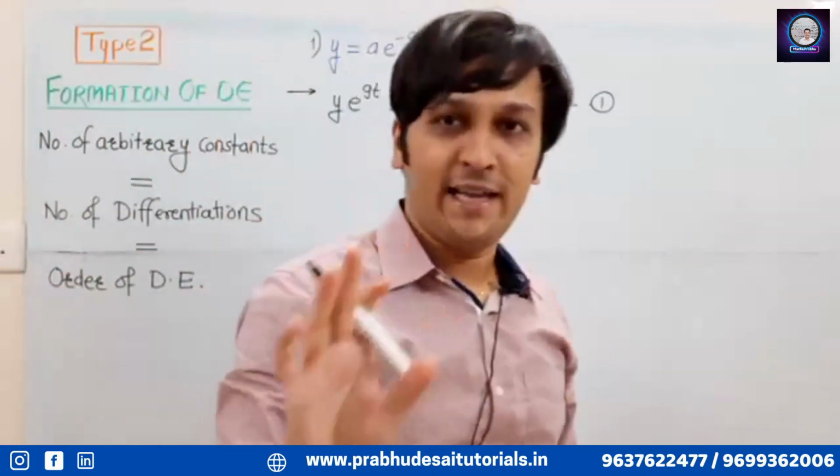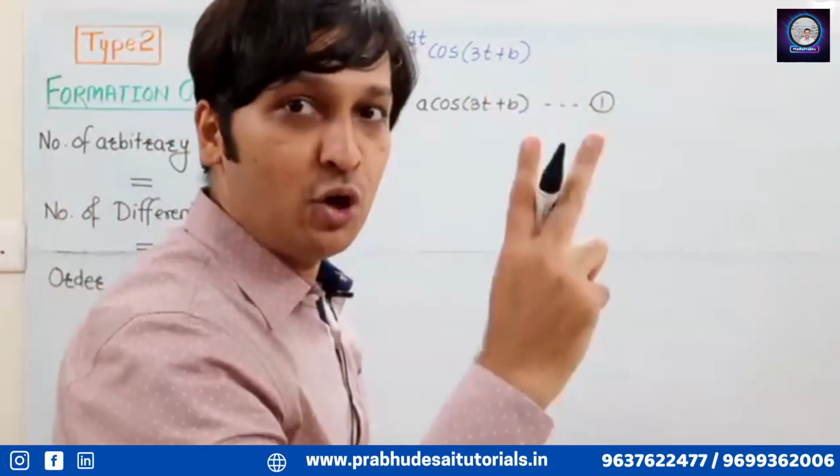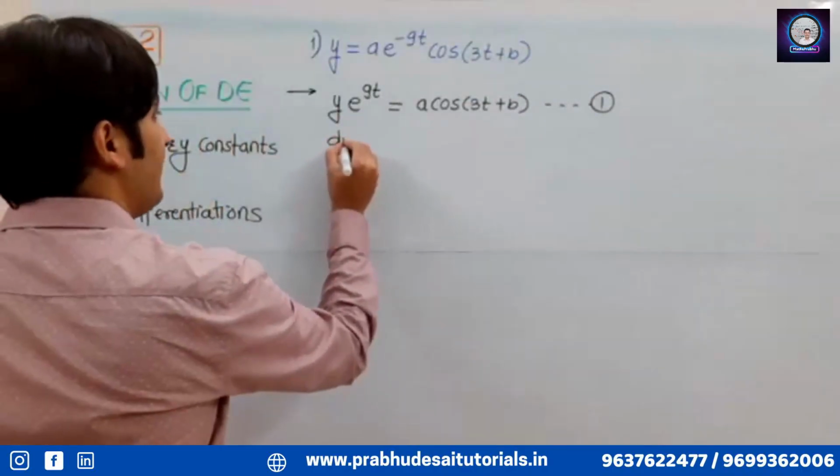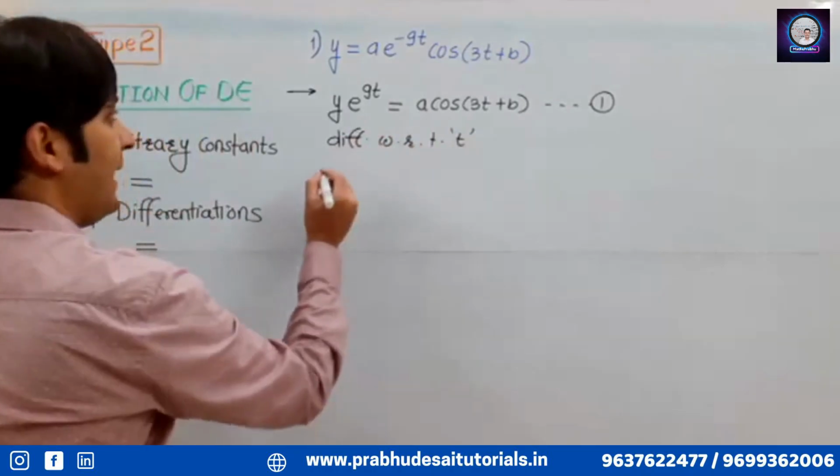समजतंय सगळ्यांना? So we got it like this. I got this as number 1. How many times derivative allowed? 2 times because there are 2 constants. So let us go for this. Differentiating with respect to t. काय मिळतंय बघा? UV rule.